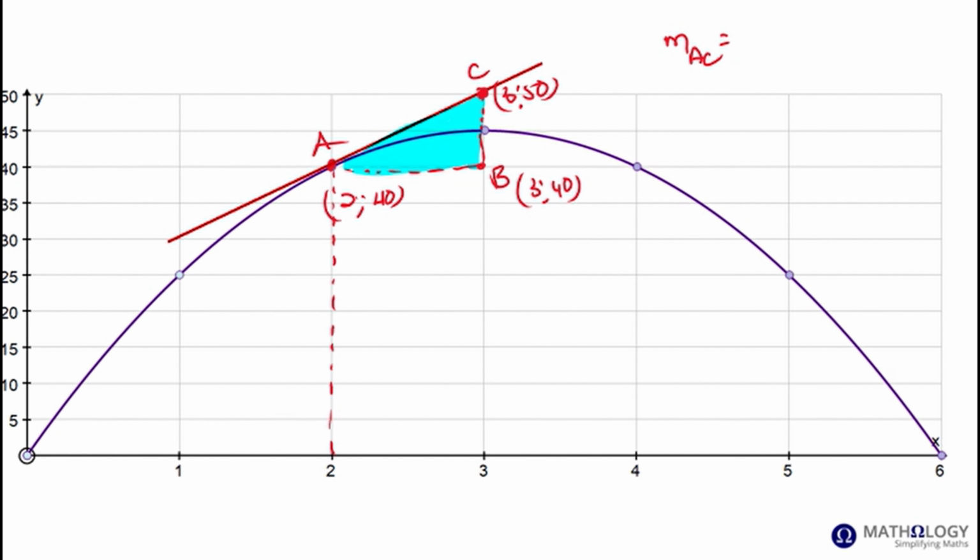BC will be 50 minus 40, which is 10 units. And AB will be 3 minus 2, which is 1. So the gradient of AC will be 10. In other words, the estimated speed at 2 seconds is 10 meters per second.